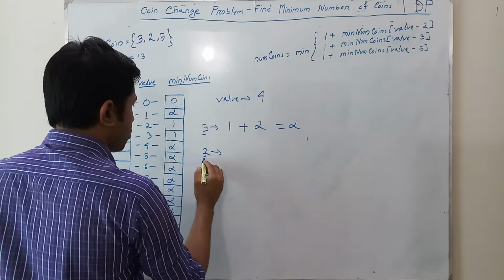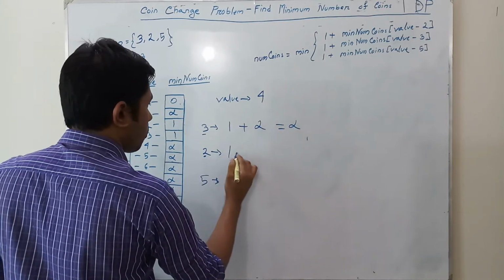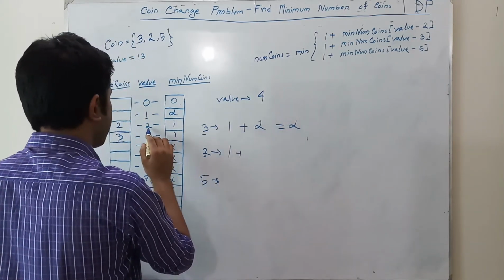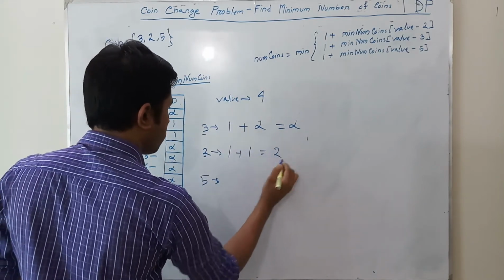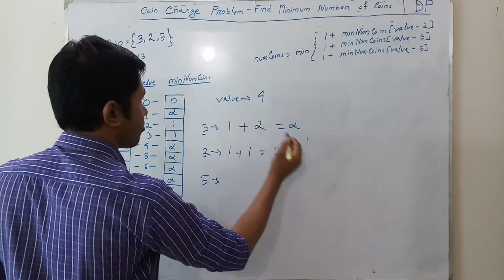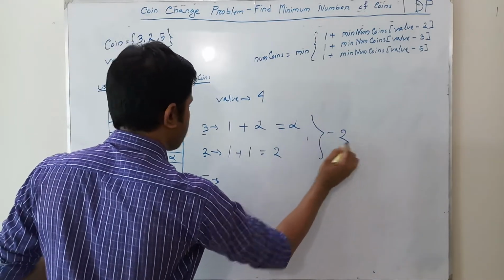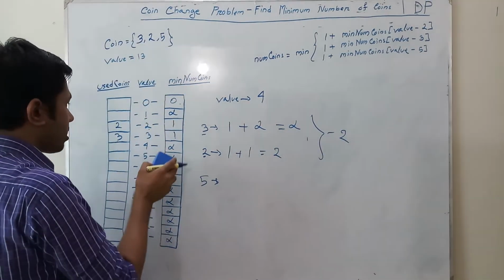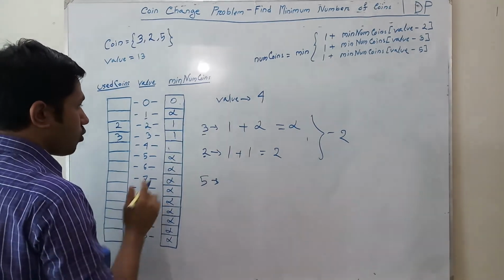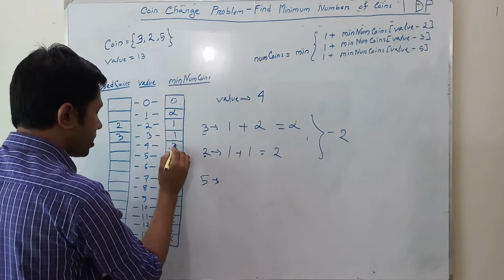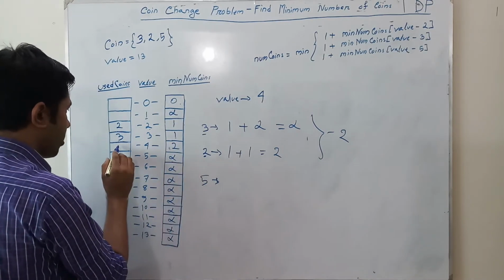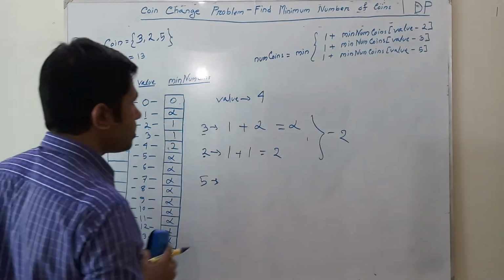When we use the denomination of coin 2, we have remaining value 2, and for the remaining value 2 the value is 1. Equal to, we can use 5 as 5 is greater than 4. Here the minimum value is 2. So to make the value 4, we need at least 2 coins, and here we have used the coin 2.